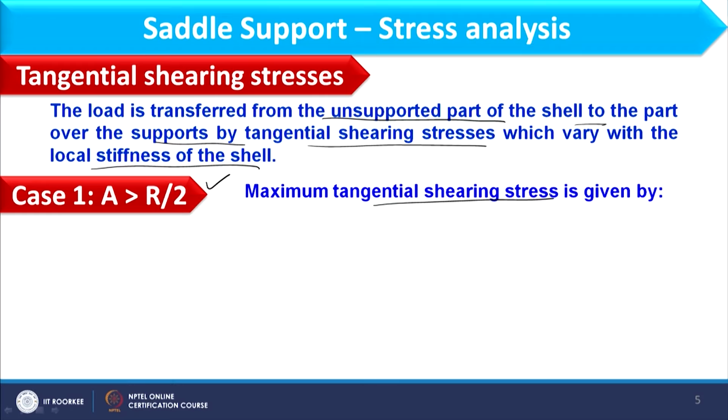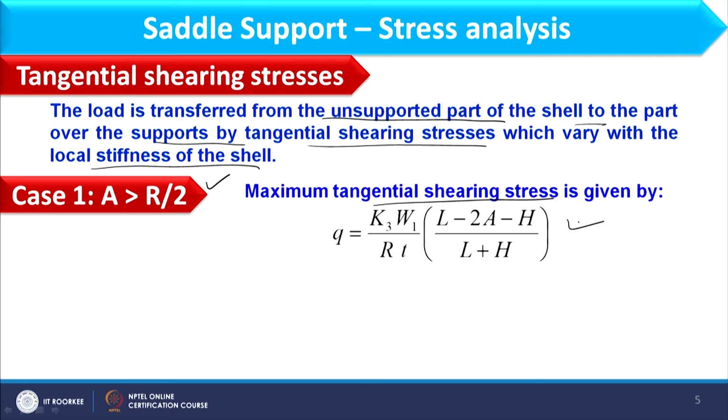So, if that distance A is greater than R by 2, which is basically the internal diameter of the shell, we can calculate the maximum tangential shearing stress as given by this expression, where Q is the maximum tangential shearing stress, equal to K3W1 by RT bracket L minus 2A minus H by L plus H. All these parameters, L, H, A and R, T, you know.